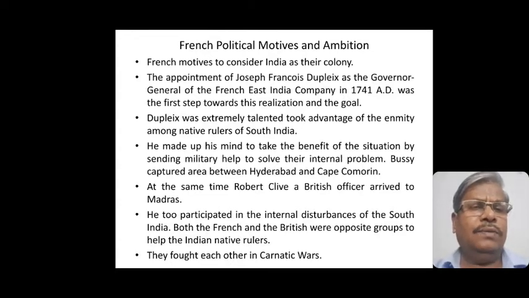At the same time, Robert Clive, a British officer, arrived in Madras. He too participated in the internal disturbances of South India. Thus, both the French and the British were in opposite groups to help the Indian rulers for their selfish political motive. They fought each other in the Carnatic wars.